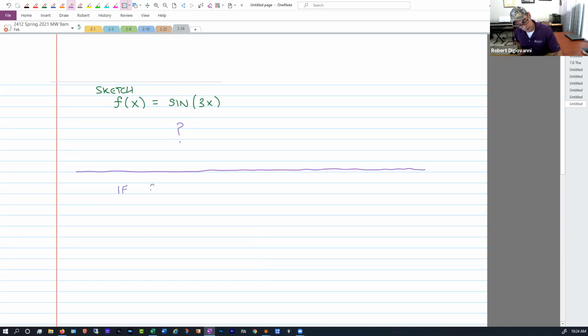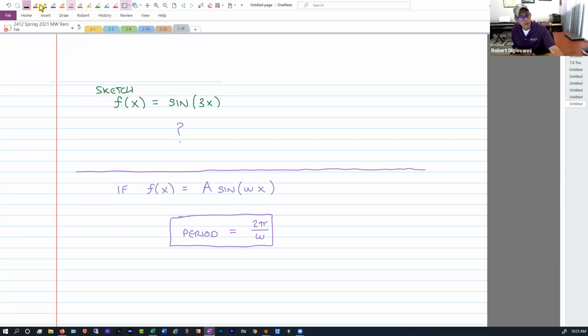Okay, if f of x equals a sine of omega x. Now the book uses the Greek letter omega. I don't know why they use omega; it has to do with wavelengths and stuff, but that's the letter they use. For us, omega is 3 in this example. So if you have a function with a in front of sine and then omega x, the period will always be equal to 2 pi divided by omega. And that's what you need to know: 2 pi over omega.